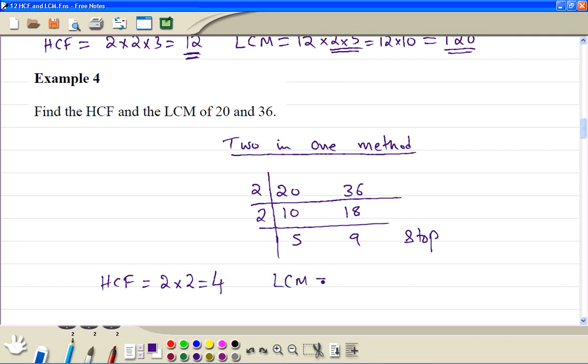The lowest common multiple, then this answer 4 times this and times this. Now 4 times 5 is 20. So this is 20 times 9. So 9 times 2 is 18, and include the 0. So 180.